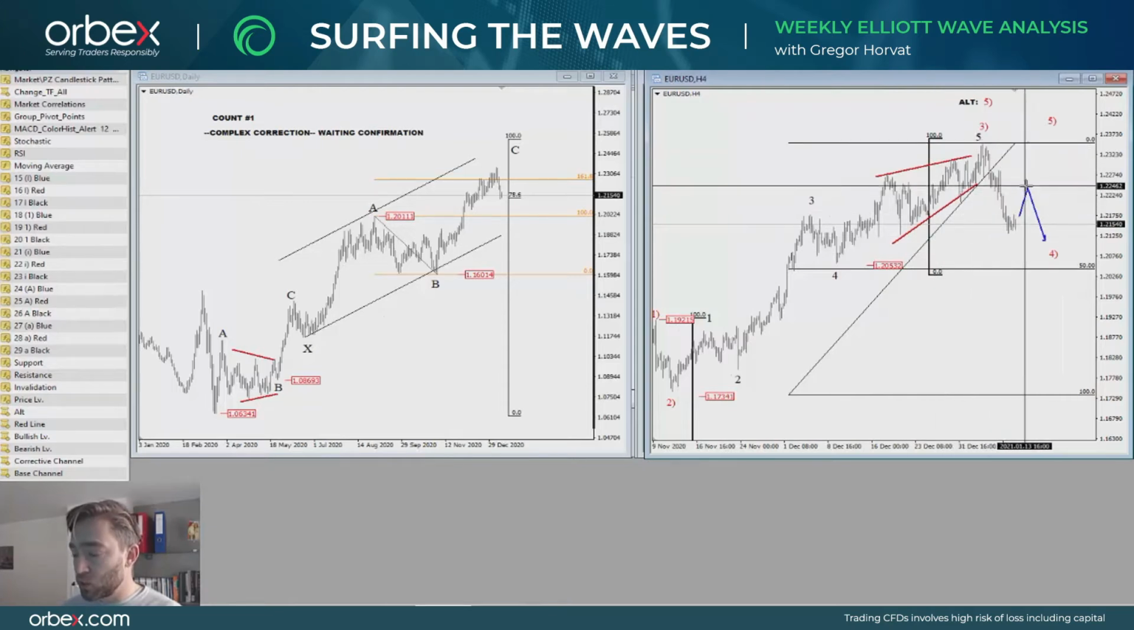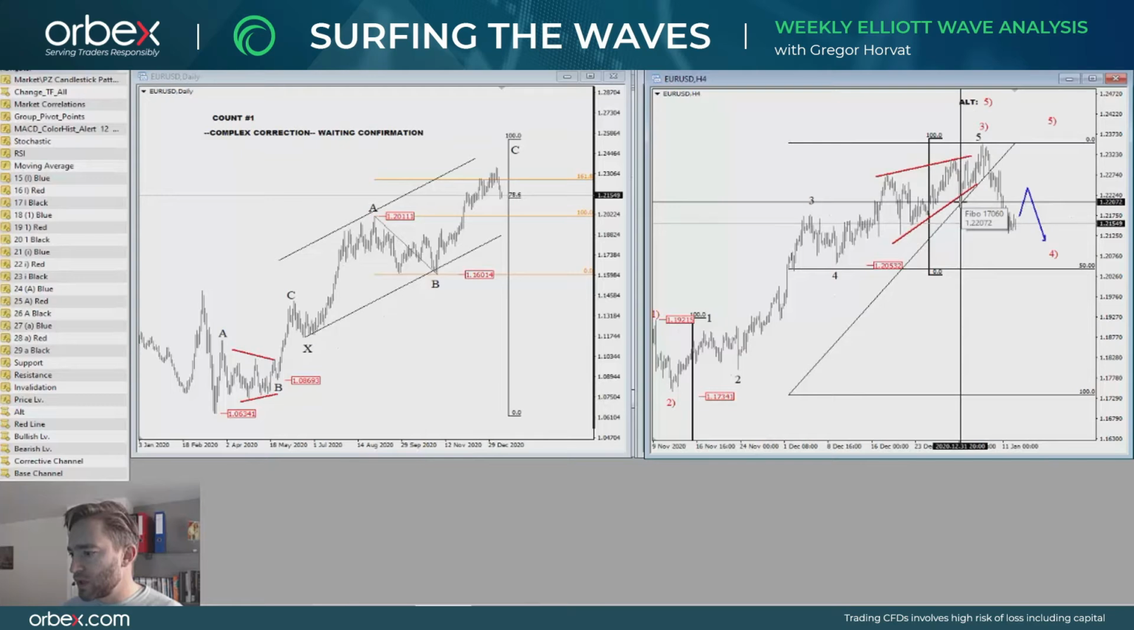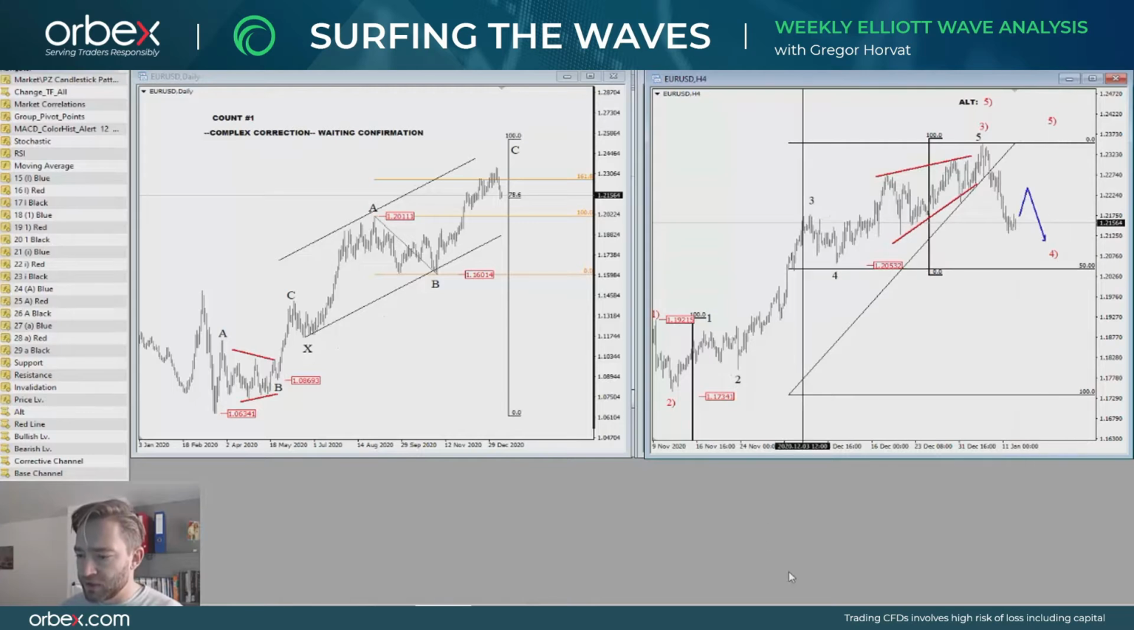For now, because we do not see any three waves down yet into this wave 4, I think we should be aware of more weakness after any short-term rally. The first resistance would be around the 1.22 level, which was also this swing low from December 31st, and the second resistance zone is at 1.2280. So I will be looking maybe for a wave B rally into this zone and then expecting another sell-off.